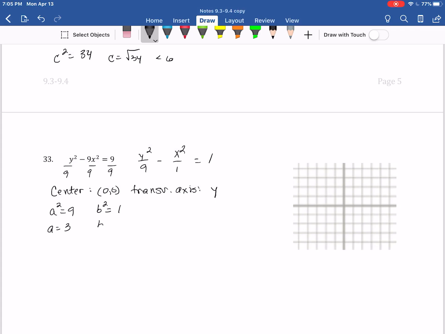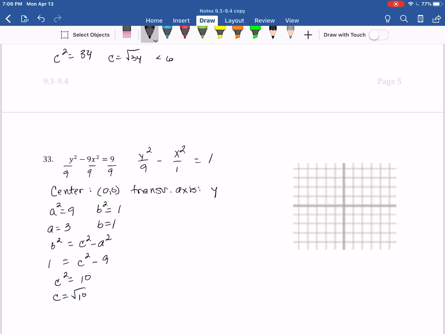So a is 3, b is 1, plus or minus, but it doesn't really matter because it's the distance that you want to travel in two different directions. So we will do both the plus and the minus versions anyway. While we're here, let's talk about c. We know the relationship between a, b, and c is this. It's given on your formula sheet. Let's figure out what c equals because we need that for the focus. c squared is 10. c is root 10. A little bit bigger than 3, isn't it?